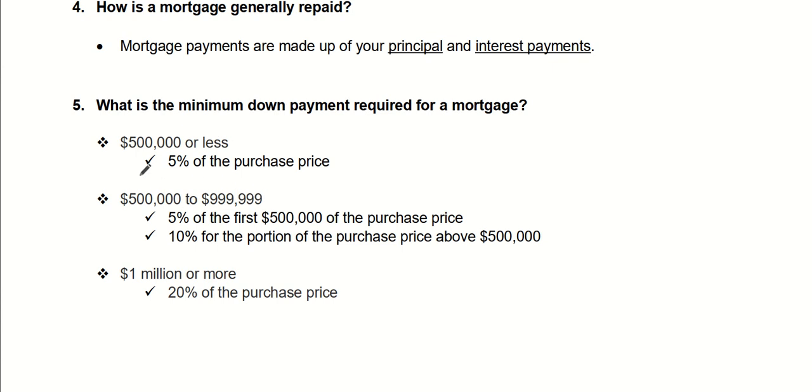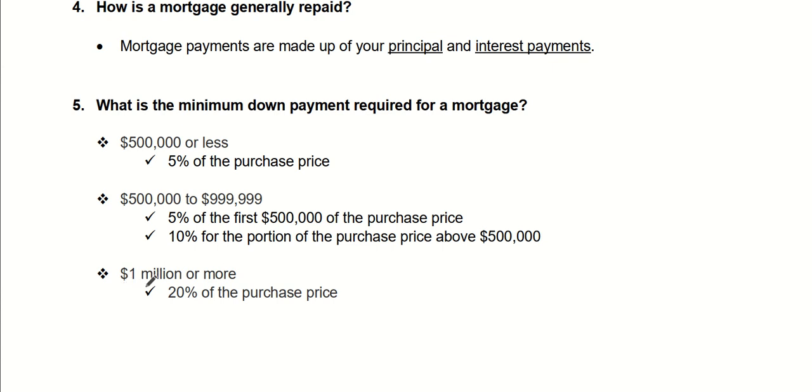So if the property is between these two prices, between half a million to a million, this is basically half a million, and this is close to a million. It says here you pay 5% on the first $500,000, and 10% for the portion above $500,000. So these are just conditions for getting a mortgage.